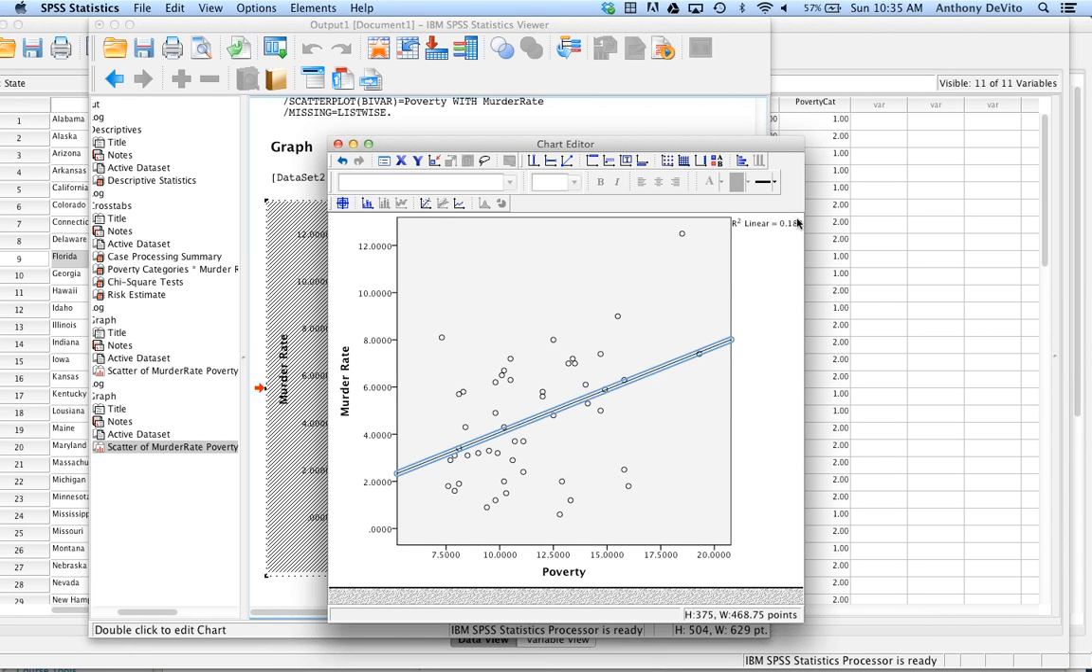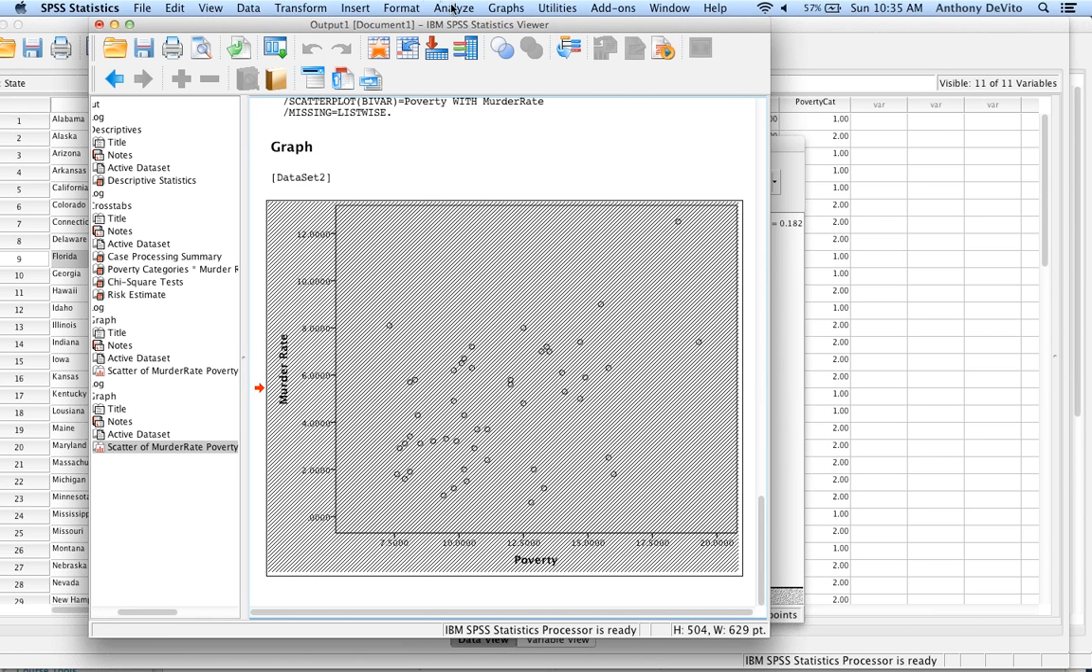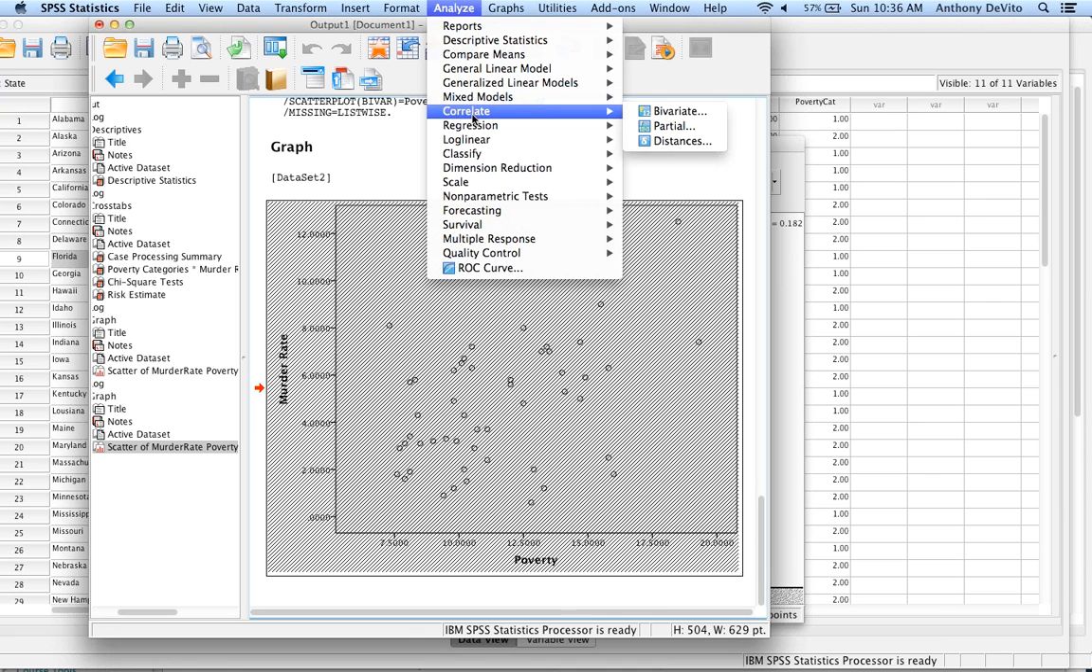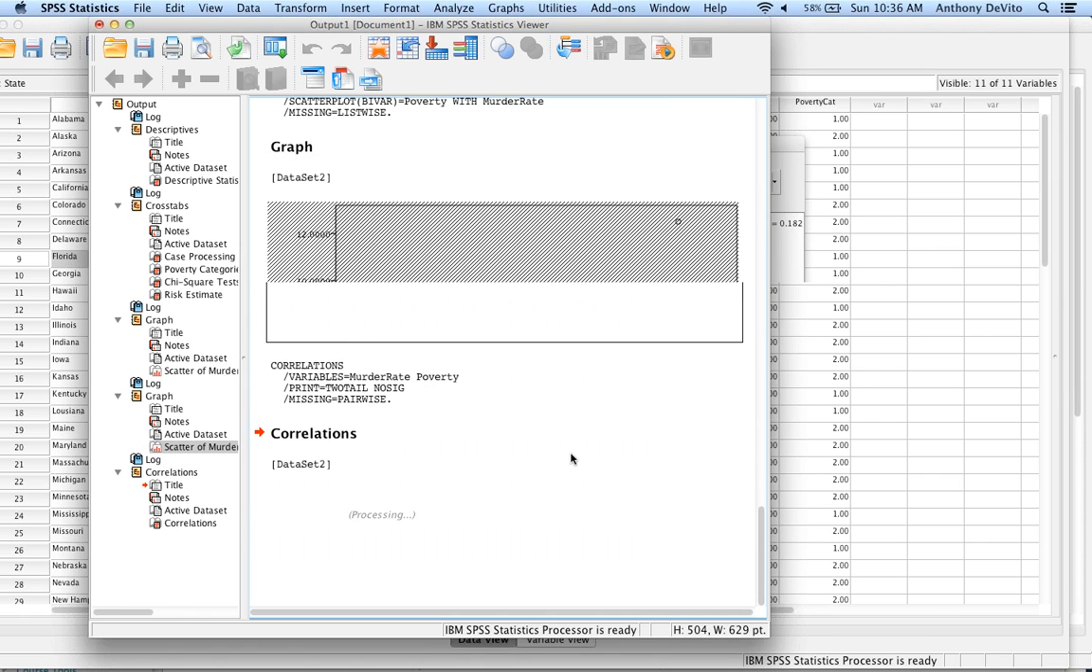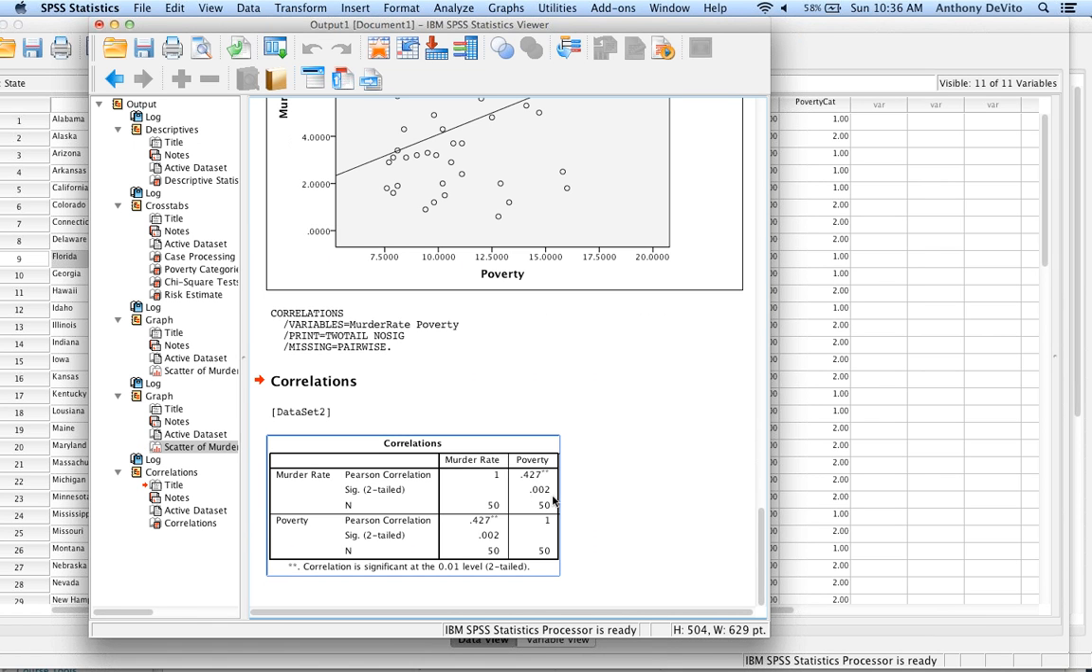Okay, we got the same r squared as it happens. You know, it's not such good luck, but it seems a lot clearer that there is a correlation, and we can actually do correlation and see what kind of numbers we get. See if it appears to be significant. Let's see, correlation, bivariate. Let's see murder rate and poverty. And I say okay, and it looks like the R value for murder rate is 0.427.